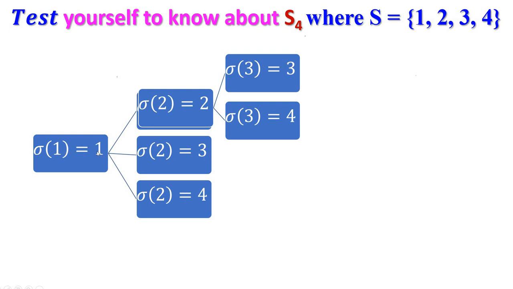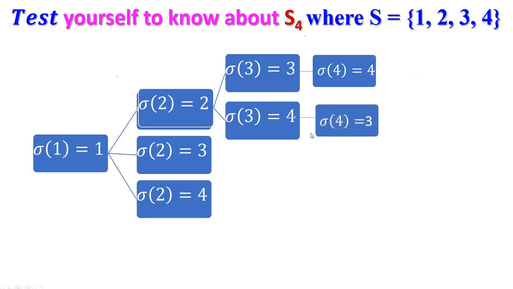So once 1 is taken to 1, 2 to 2, 3 to 3 are over, naturally you have sigma of 4 to be 4. So in this case, 1 to 1, 2 to 2, 3 to 4, you have to have your sigma of 4 to be just 3. In the same way, we can complete the entire process, and finally we will arrive at 24 elements.